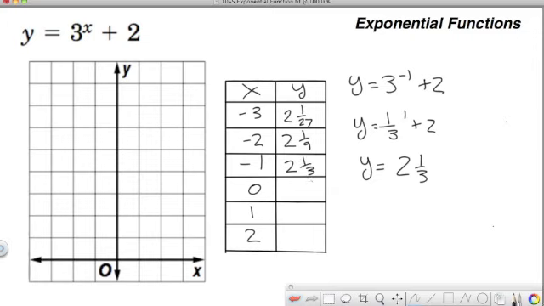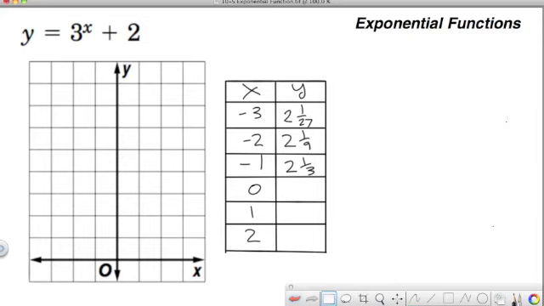The rest of them should be pretty easy. We know that 3 to the 0 power is going to be 1, and then 1 plus 2 is going to be 3, so I'll just go ahead and write that in. And we also know that 3 to the 1 power is going to be 3 plus 2 is going to be 5. And 3 to the second power is 9 plus 2 is going to be 11. So now we're going to go ahead and graph this.